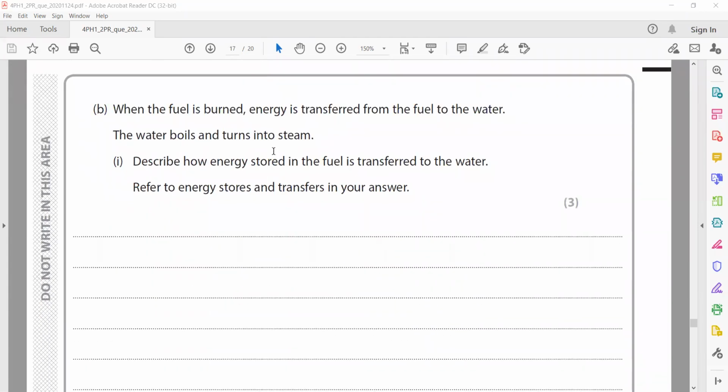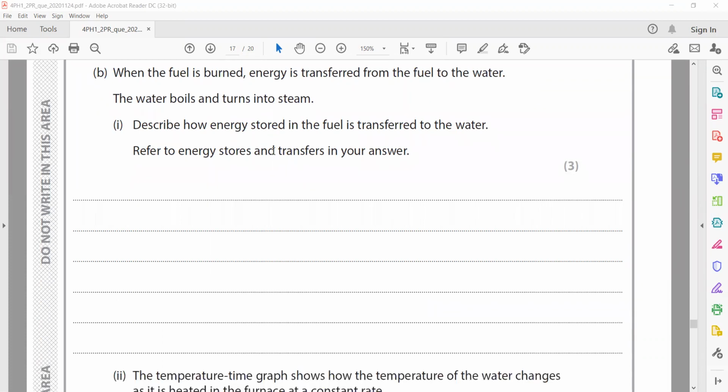When the fuel is burned, energy is transferred from the fuel to water. The water boils and turns into steam. Describe how energy stored in the fuel is transferred to water. Refer to energy stored and the transfer in your answer.